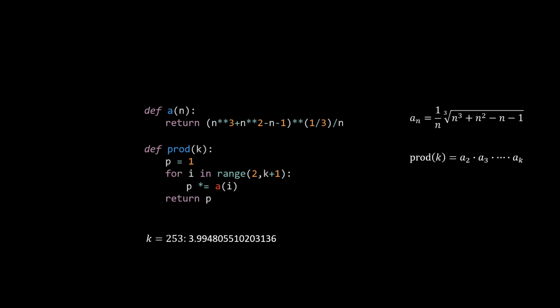It's just shy of 4, 3.9948 approximately. And now we'll let it calculate the number for k equals 254, which should be over 4. And it is. It outputted about 4.0000205.